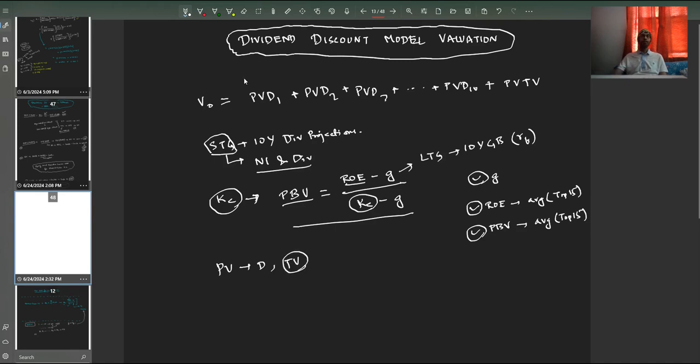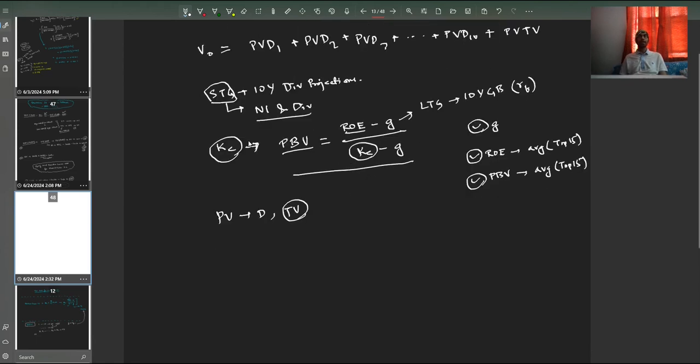And how would we calculate the terminal value, friends? The terminal value will be equal to net income at year 11 multiplied by 1 minus stable state payout ratio. We will learn what is the payout ratio and what is the stable state payout ratio in just a while. So net income at year 11 multiplied by 1 minus stable state payout ratio, divided by cost of equity minus the long-term growth rate, or the small g.